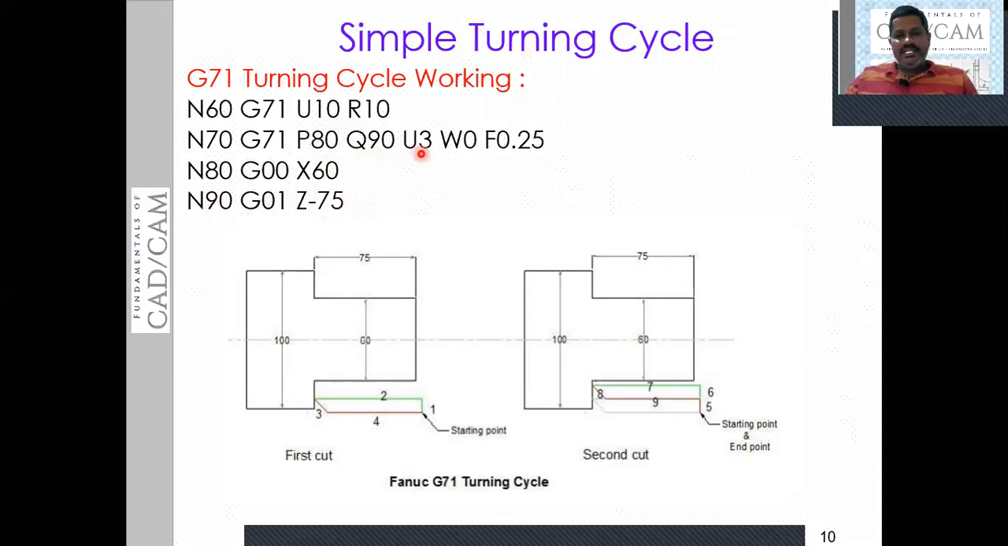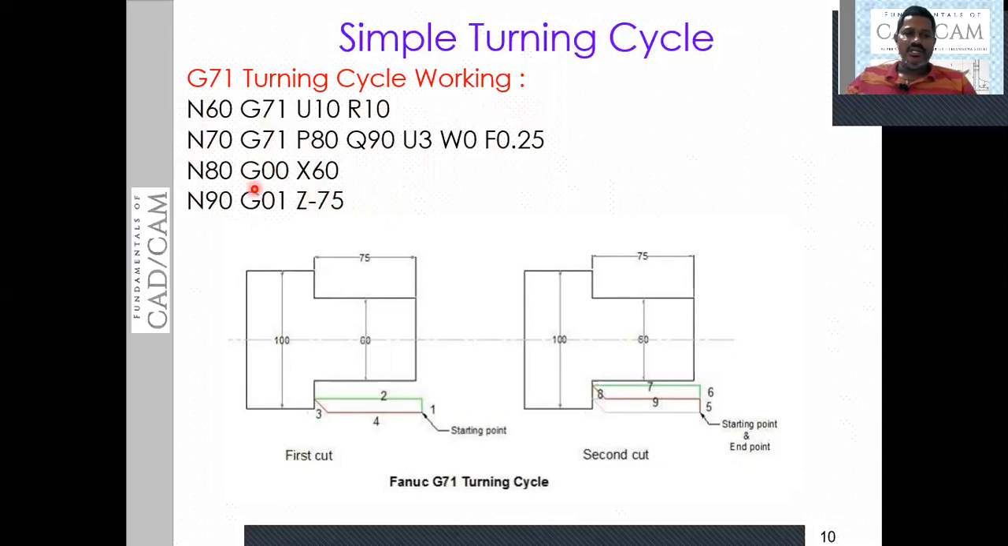Then U indicates the finish cut allowance along the x-axis, and W along the z-axis. If you want to leave some material for the finish, we can specify those, otherwise it is not necessary. Similarly, the feed value is also specified here. So these two statements indicate the G71 turning cycle. Then these are the codes which need to be repeated and which belong to the turning cycle.